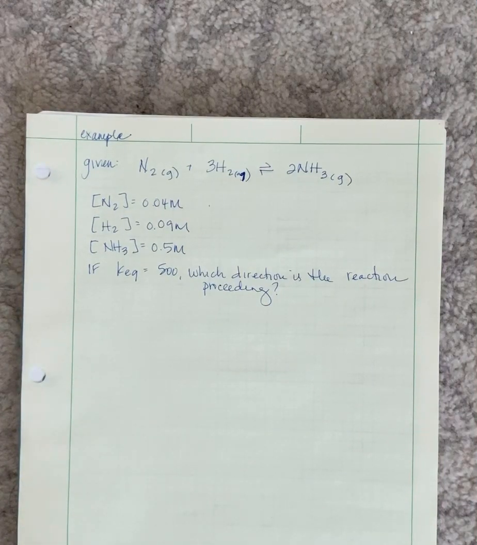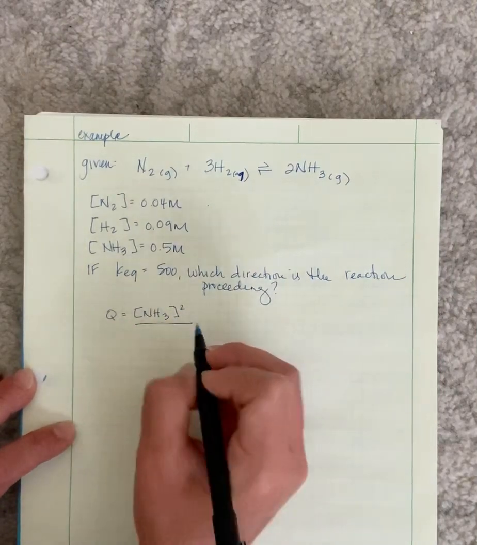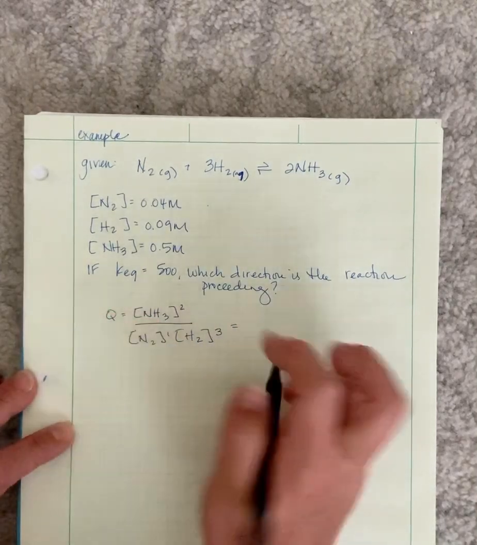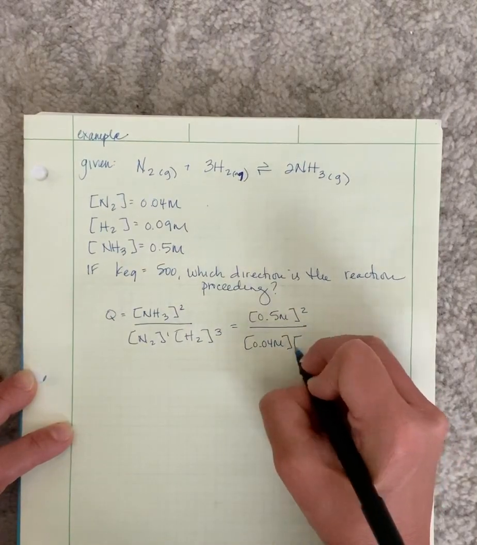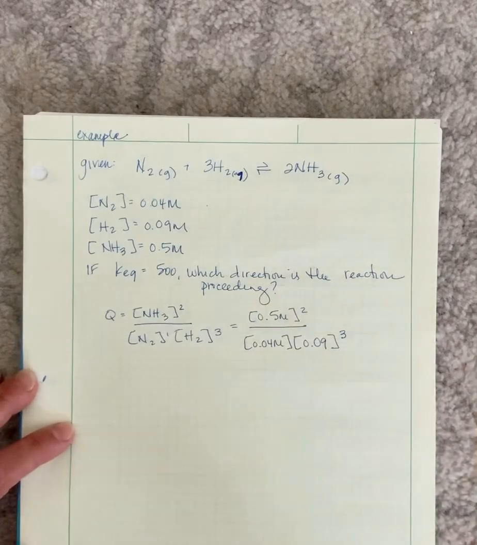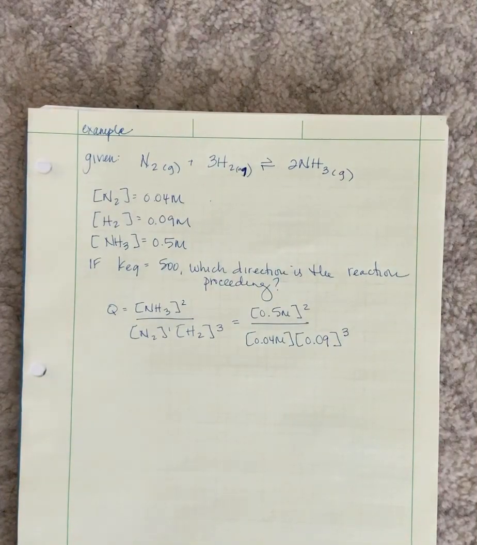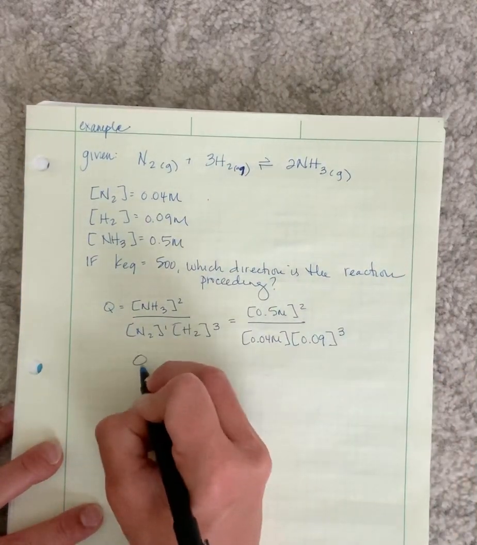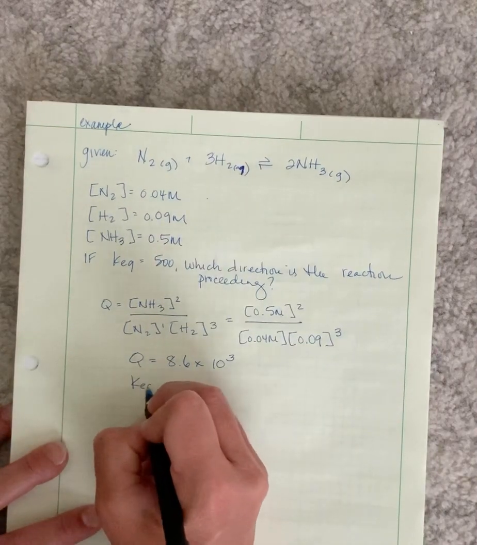So in order to compare to KEQ, we need to find Q. Q is going to be equal to our products raised to their stoichiometric coefficient divided by our reactants. And we know their concentration, so 0.5 molar squared over 0.04 molar and 0.09 molar cubed. So right off the bat, 0.5 is much larger than 0.09 and 0.04, and it's squared. So I can tell just by looking at this that Q is going to have a large value because my products are a large value and they're squared. So when I run the math on this, I do get Q is equal to 8.6 times 10 to the 3, roughly. And I know that my KEQ is equal to 500.